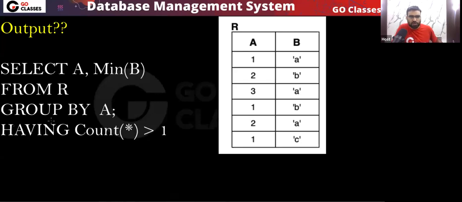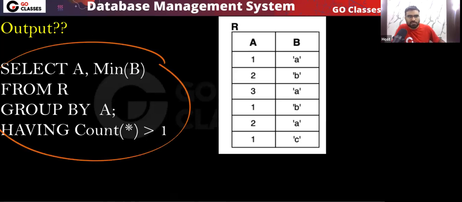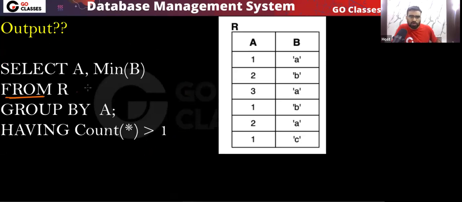Let me tell you first what will happen in the conceptual evaluation. First, you will do the from clause. Yes or no? So first you will do the from clause. So this is your table R. Then you are going to do the group by clause. This is the second clause, which we do after the from clause. Group by attribute A. So tell me how many groups will be created?